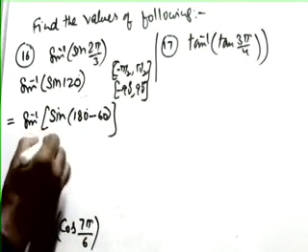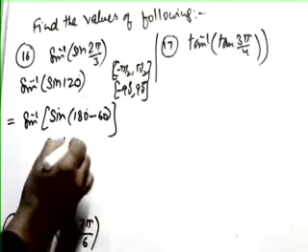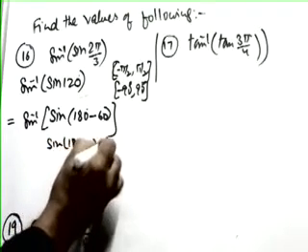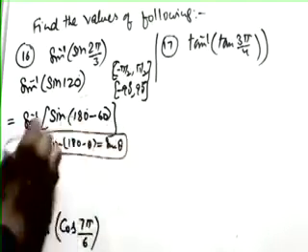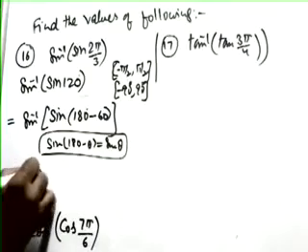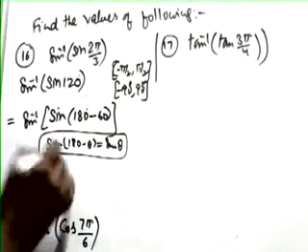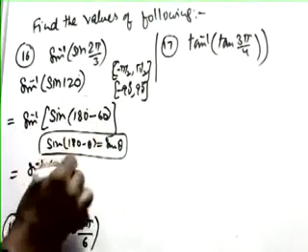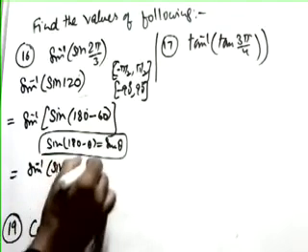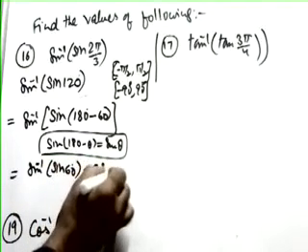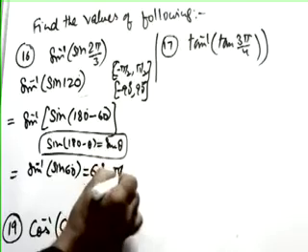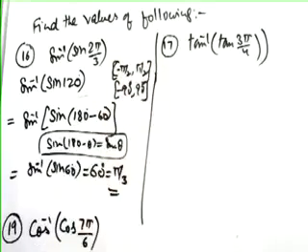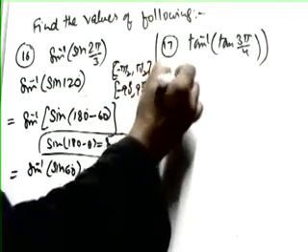Now this will become the formula sine 180 minus theta. We know the formula sine 180 minus theta is nothing but sine theta. Got it? So we can write like this, sine inverse of sine 180 minus theta, sine theta. Now sine will get cancelled, you are left with 60 degrees. Now 60 degrees is nothing but pi by 3.